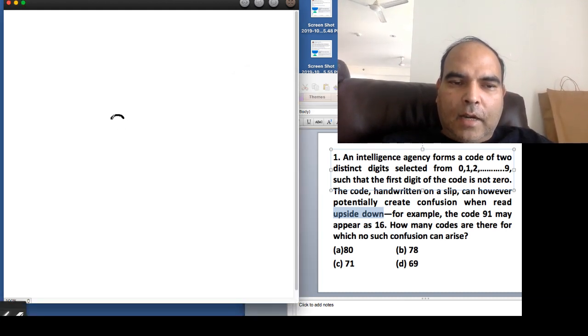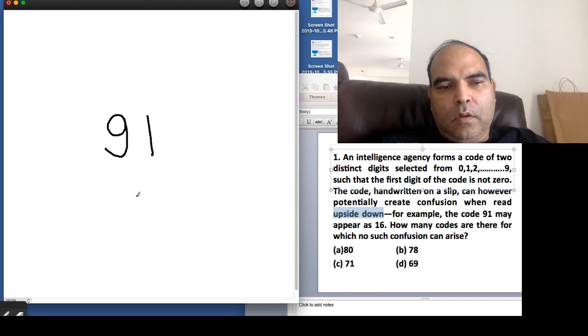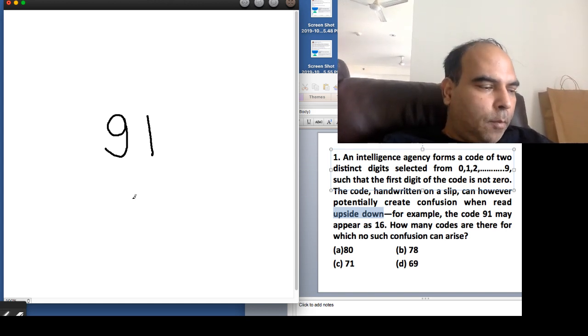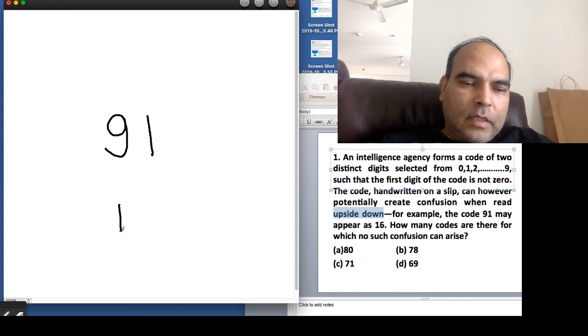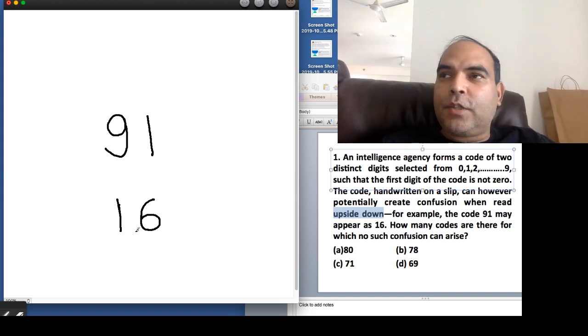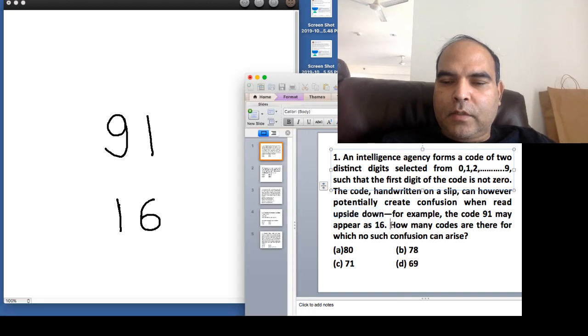If you write the number 91, and you turn the page upside down, and if you don't know the top of the page and the bottom of the page, then this number would turn out as 16. So 16 and 91 will look opposite each other. So the question is asking how many codes are there for which no confusion can arise.